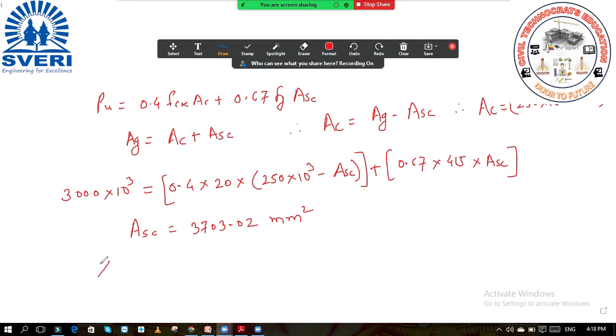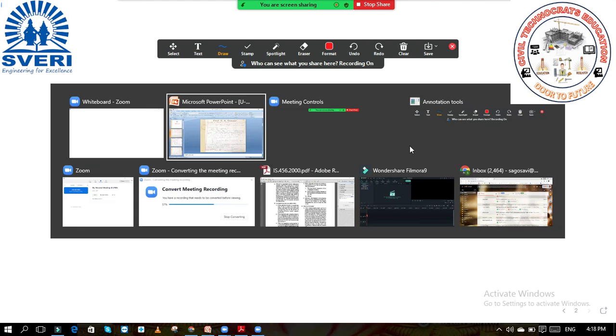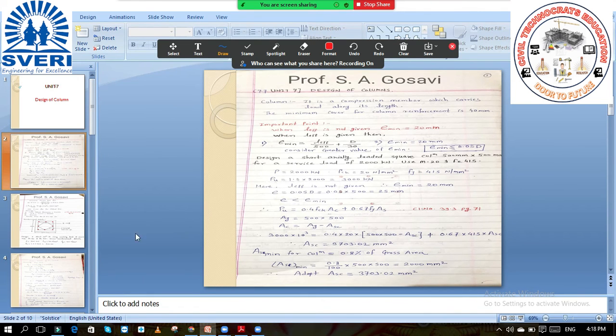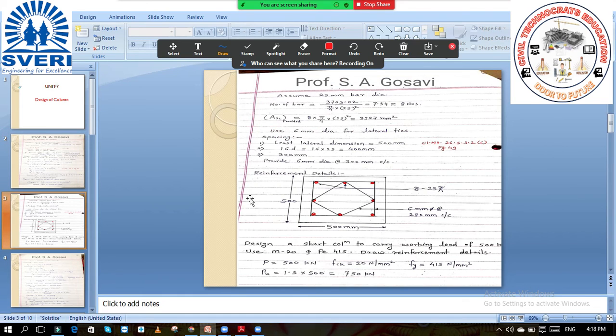Okay. So percentage ASC, it is 100 into 3703.02 divided by BD. So it is 500 by 500 column dimension. So it works out to be 1.48%. So which is okay. So it is greater than 0.8 and less than 6%. So it is okay. There is no problem in this. Okay. So now provide the steel bars for this.